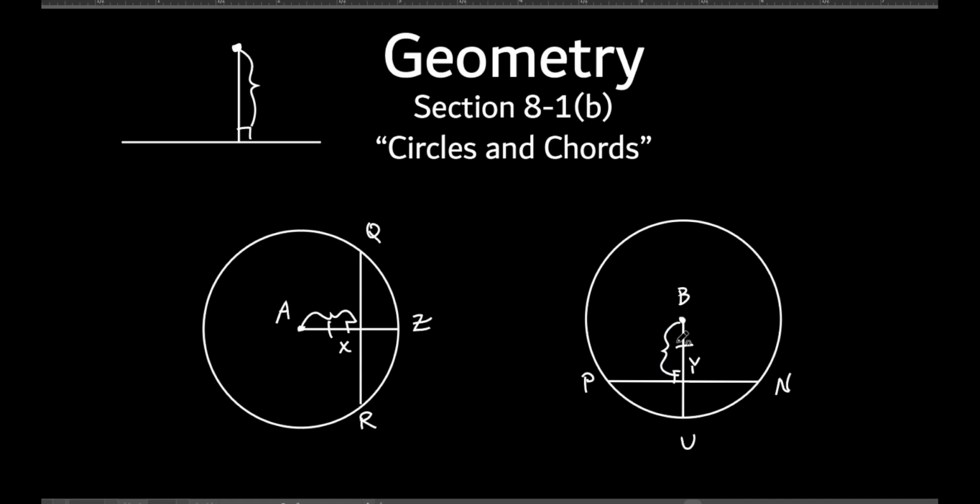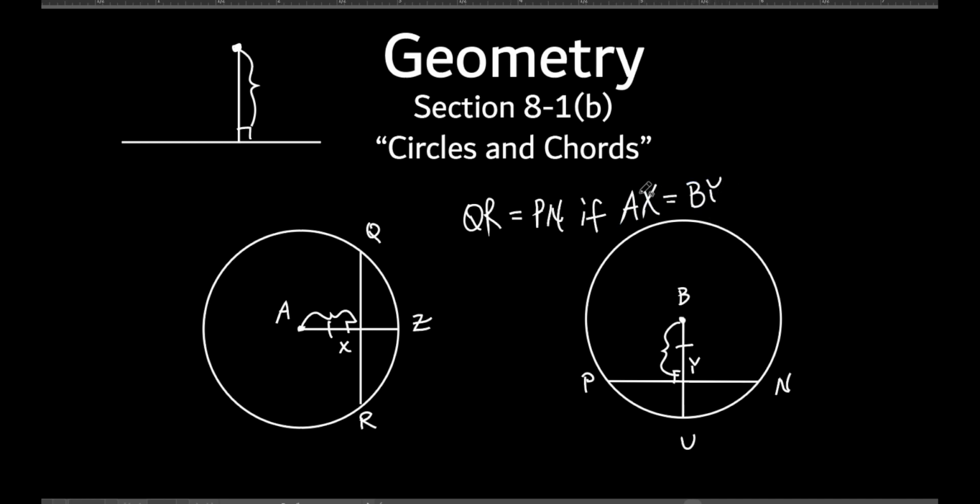So let's read it again. It says, in congruent circles, two chords are congruent. So QR would be congruent to what? PN, just put it right there, if what was true? Right, if AX was equal to what? BY, okay? Everybody see that?